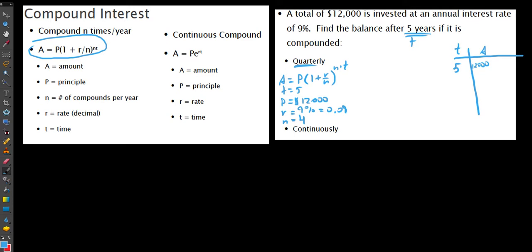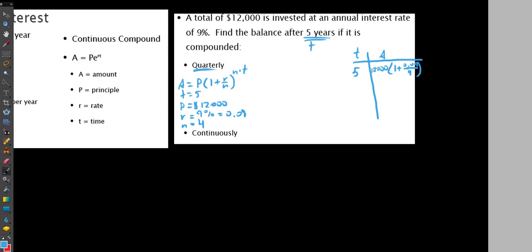We're going to say 12,000, okay, times 1 plus 0.09 over 4, so our rate over number of compoundings, and I'm going to slide across here, give us a little bit more room, and this is to the power of n times t, where we have 4 times a year for 5 years is 20 overall times this is going to compound.